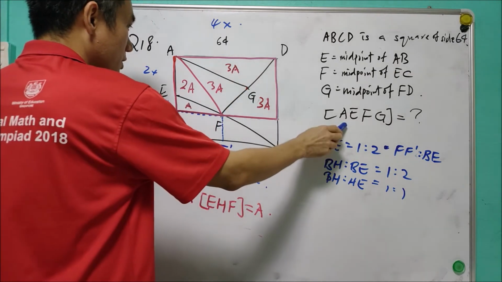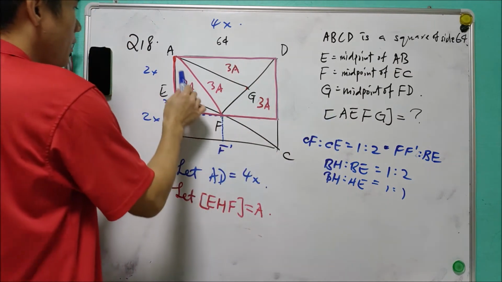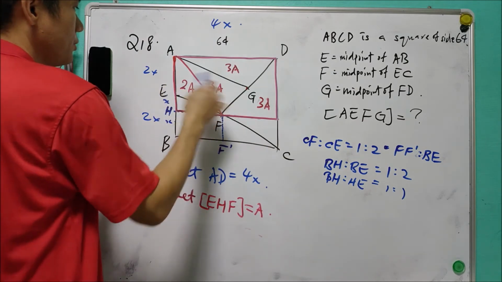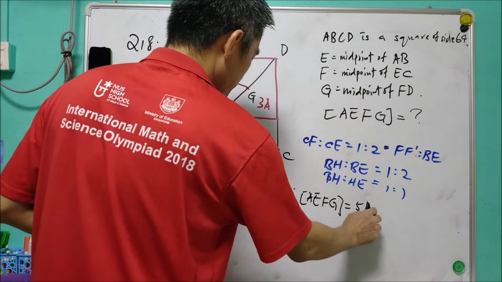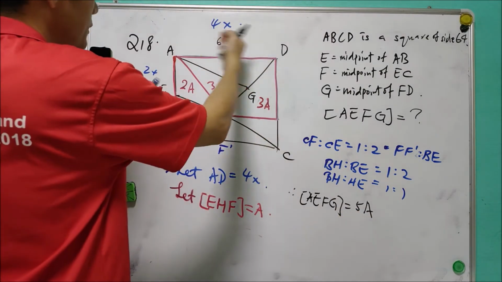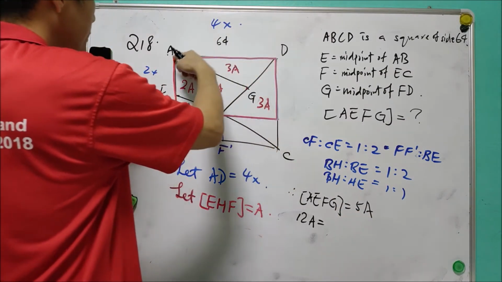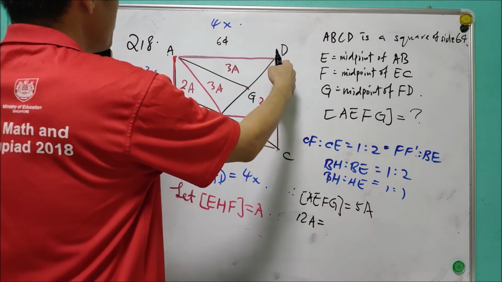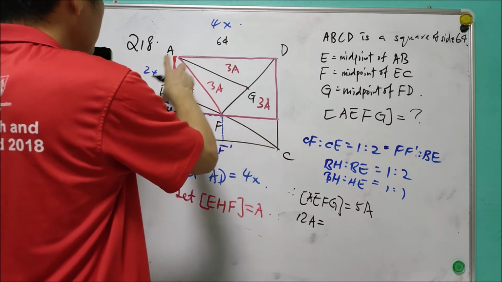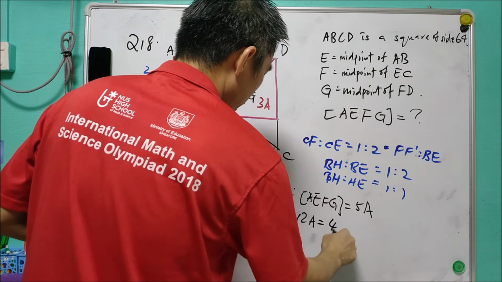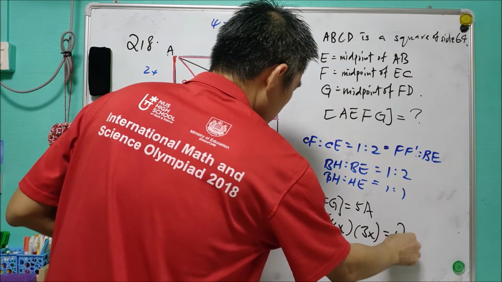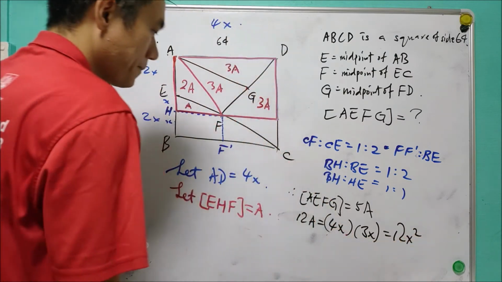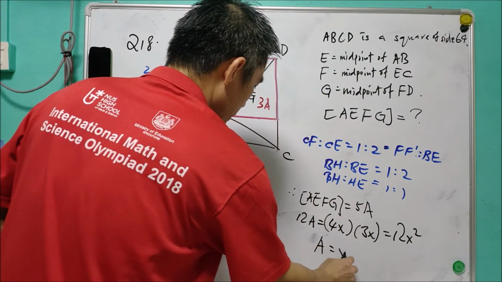Now we look at the question. We are asked to find the area of AEFG. AEFG is equal to 5A. And from here, we also know that 12A is the area of this rectangle, and it will be equal to 4x times 3x. That is equal to 12x squared. And therefore, A equals x squared.